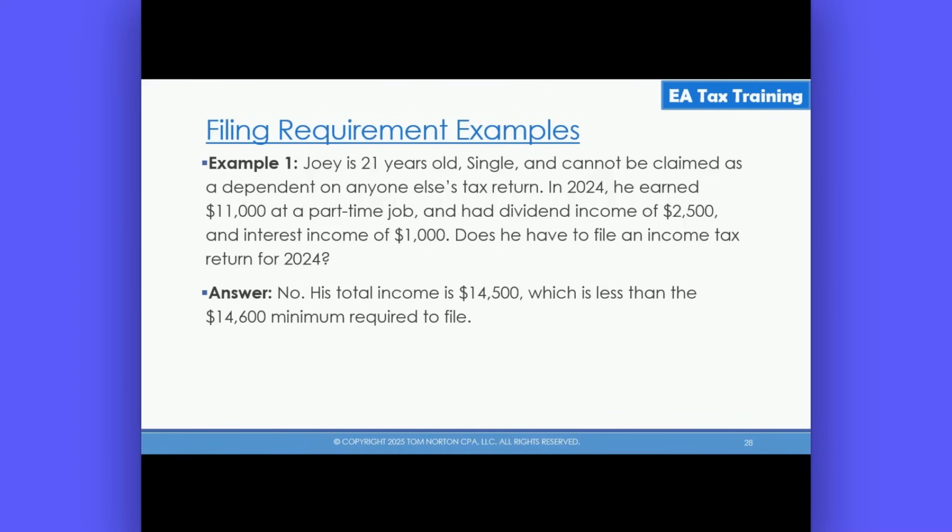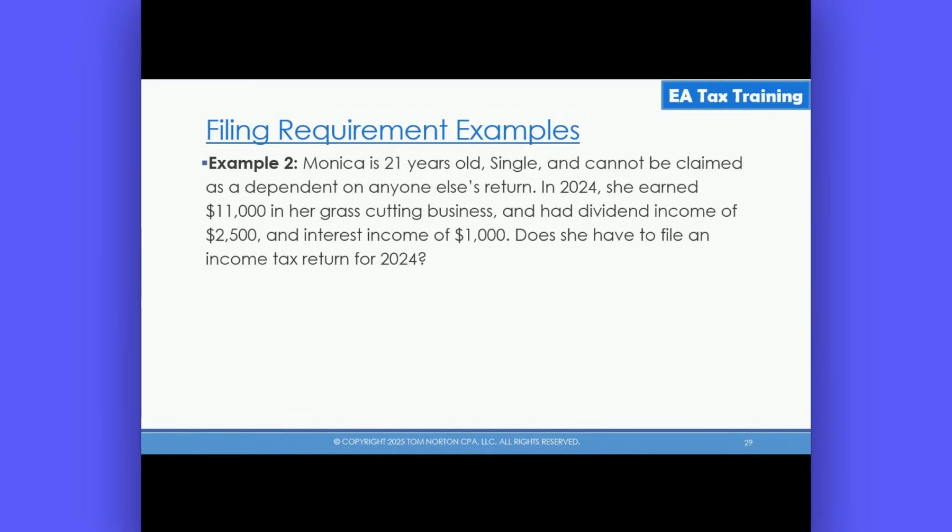There could be other things as well. So there are certain credits, such as the earned income credit, the additional child tax credit, the American Opportunity Credit, the premium tax credit that you can only get if you file a tax return. And he might qualify for one or more of those credits. So in that case, he would want to file a return in order to take advantage of that. Let's move on to our second example.